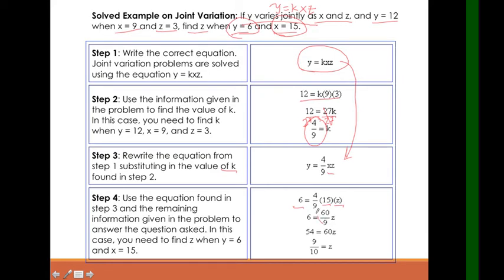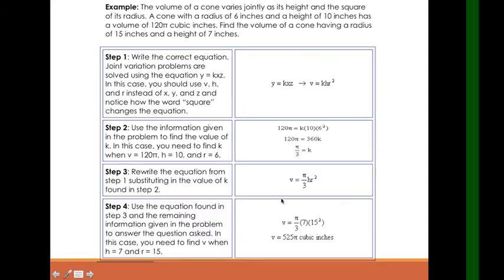Then we will use cross multiplication. So, 6 times 9 is 54 equals 60z. Divide both sides by 60. Cancel. 54 divided by 60 is 9 over 10. That is now the value of z. Did you get it? Okay, let's have another example.